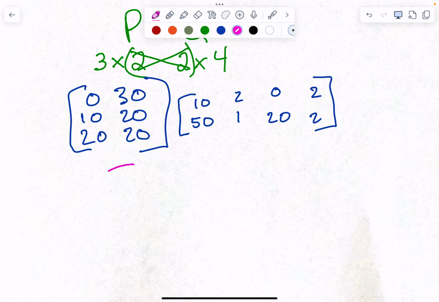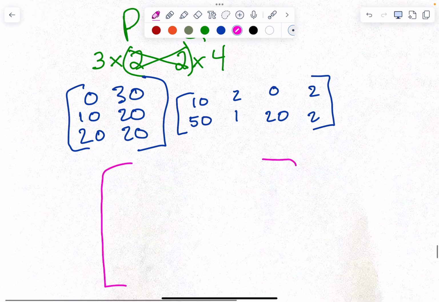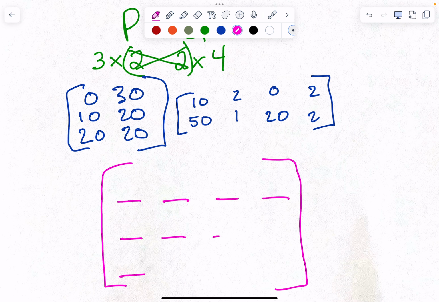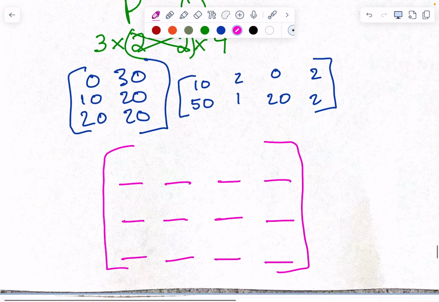We're going to end up with a, what did we say, 3 by 4? 1, 2, 3. 1, 2, 3, 4. I put my blanks in there because it makes it easier for me to think. Okay? All right. Tell me when you're ready.